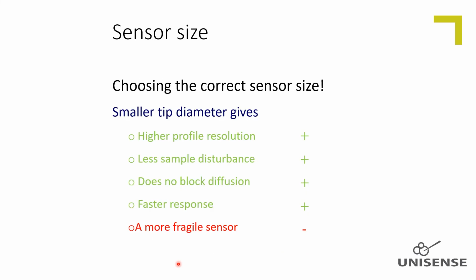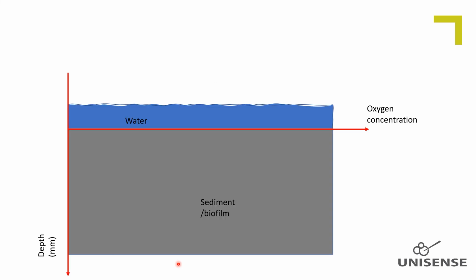In all measuring aspects, a small sensor is superior to larger sensors. The only downside is that it is fragile and breaks easily. So typically compromises must be considered, as not all biologically active matrices are microsensor friendly.